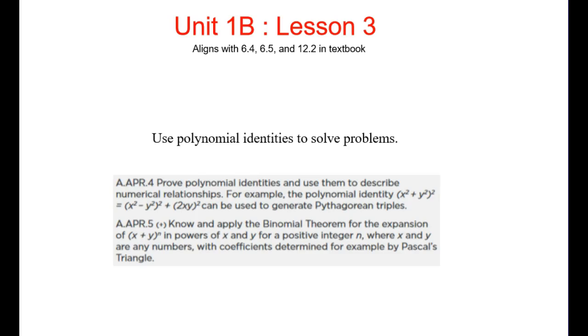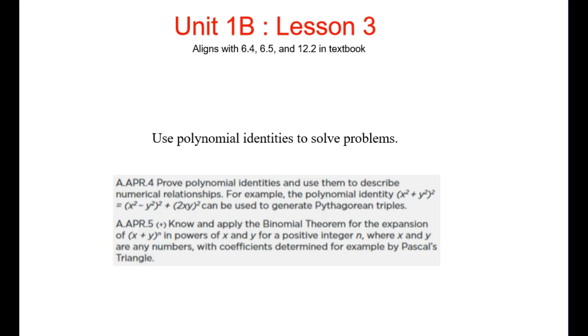Unit 1B, Lesson 3. This will align with 6.4, 6.5, and 12.2 in your textbooks. There's two standards we're going to discuss in this lesson. The first one, prove polynomial identities and use them to describe numerical relationships. One of the identities we're going to focus on is the Pythagorean triple identity.